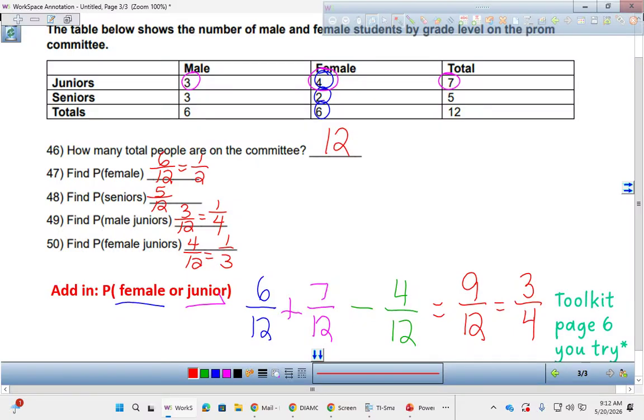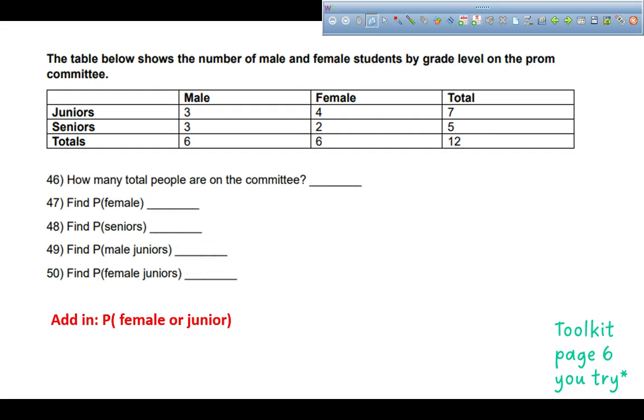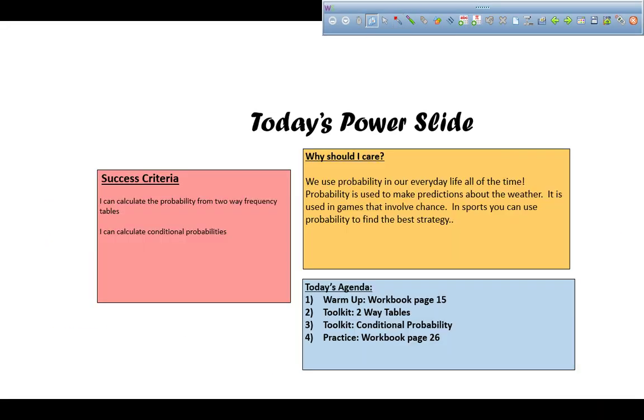So the first thing I wanted you to be able to do in today's class is read these two-way tables. The second thing that we're gonna do is called calculating conditional probability.